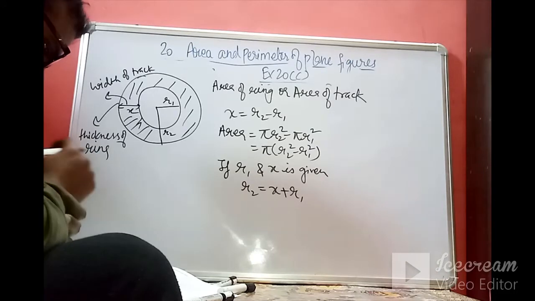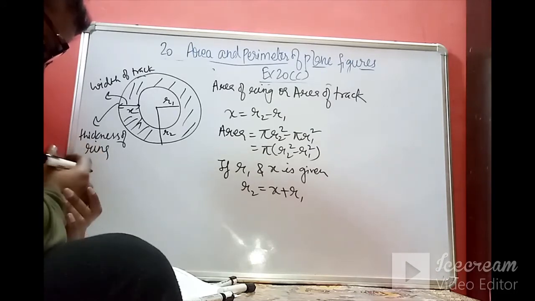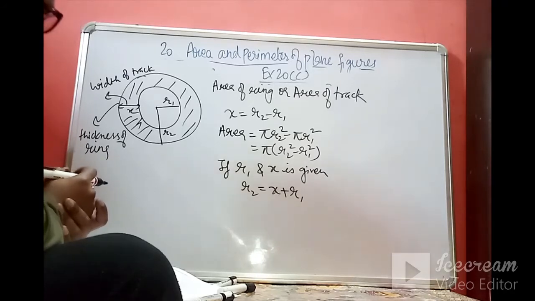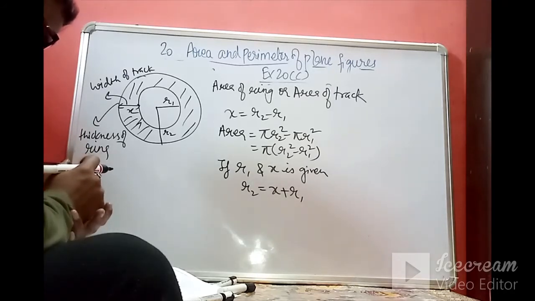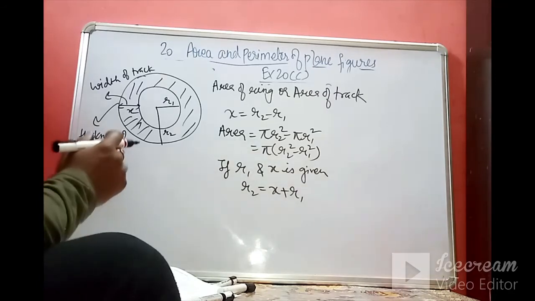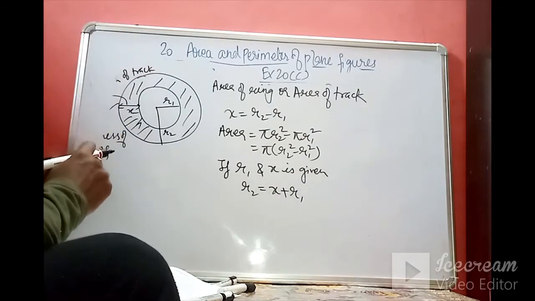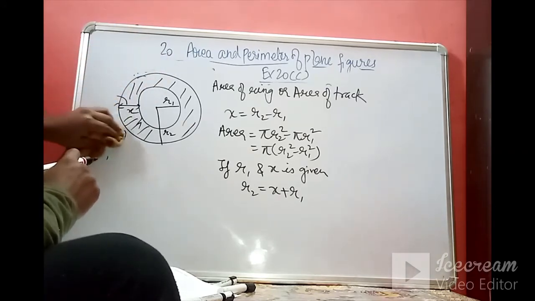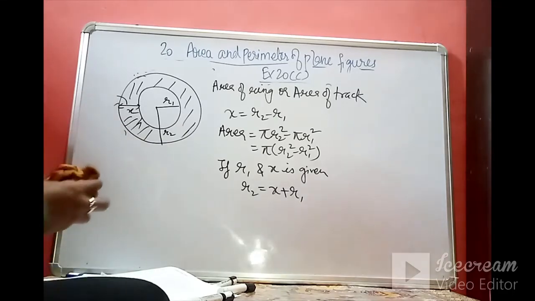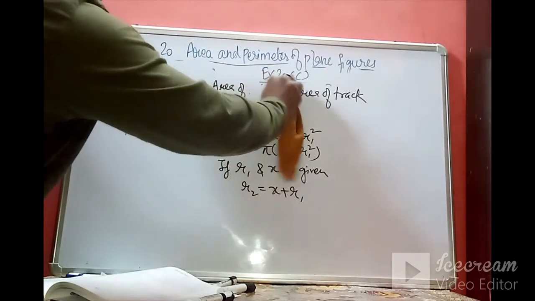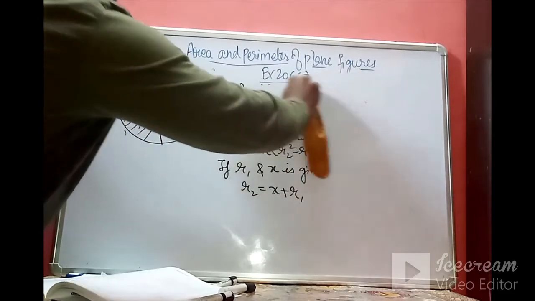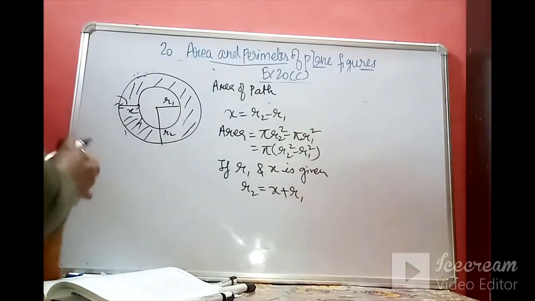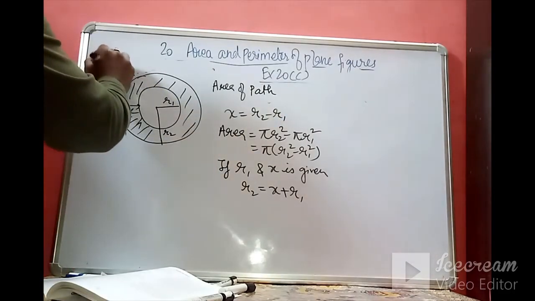Now, in question number 13, the circumference of a given circular park is 55 meter. It is surrounded by a path of uniform width 3.5 meter. Find the area of the path. So, okay, this diagram we will use. And here, we have to calculate area of the path. This is question number 39.